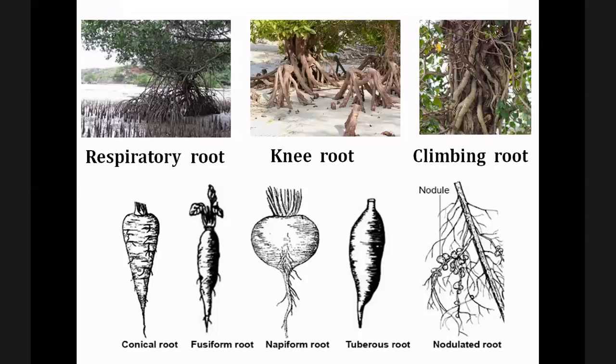The respiratory roots are not downward growing; here the habit is vertical. The respiratory roots grow vertically upward to get oxygen, because for their respiration they need oxygen.